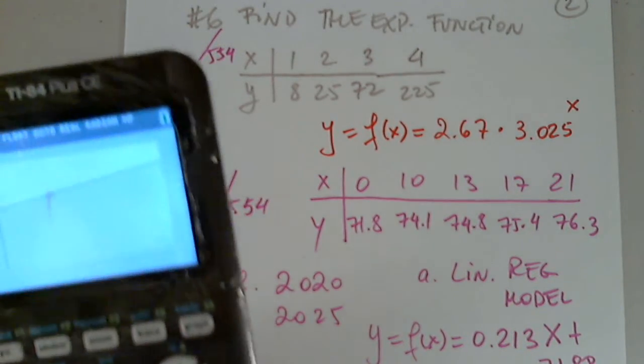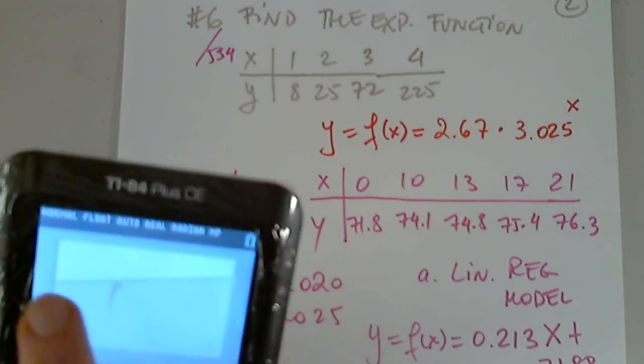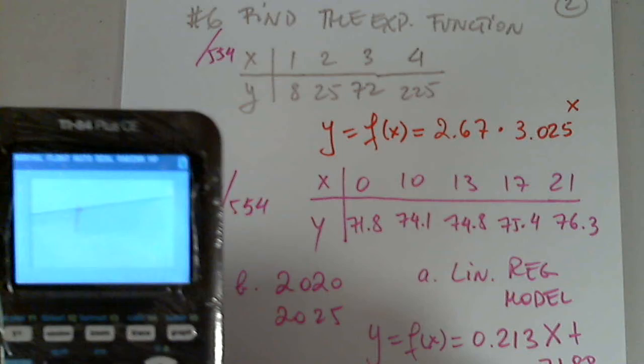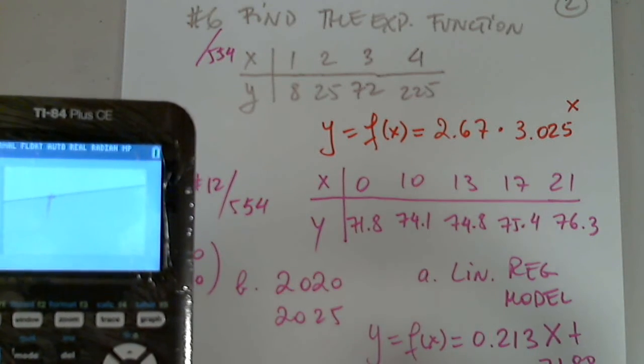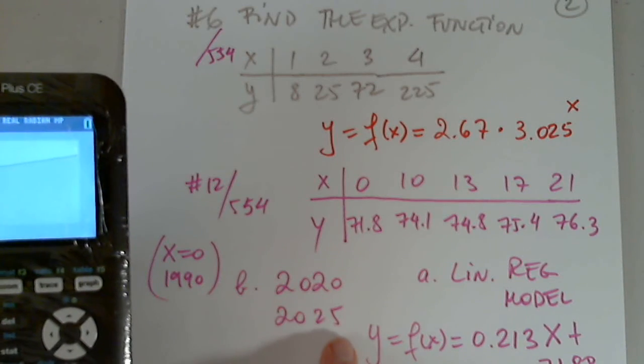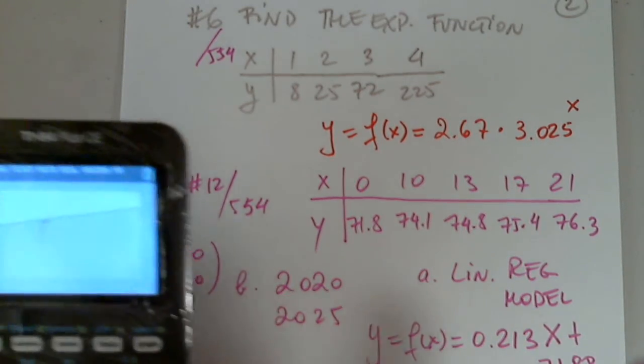Okay, so this is the line. It's the linear regression line. It has the least error possible. Now they're asking us for what happens in 2020 and 2025, assuming that the model still holds.